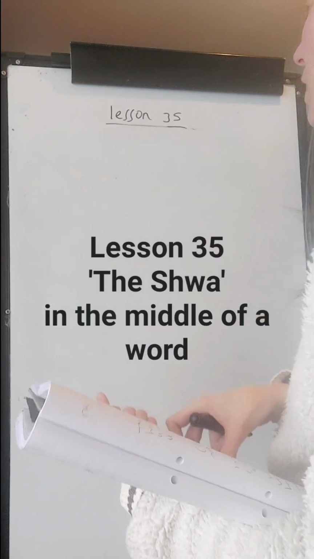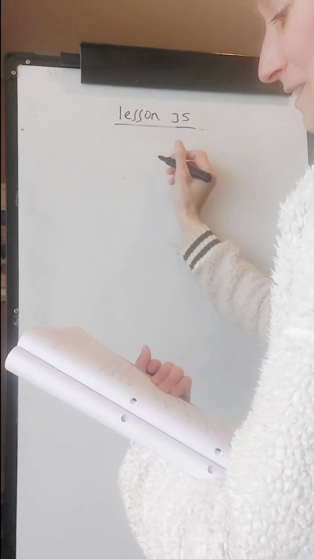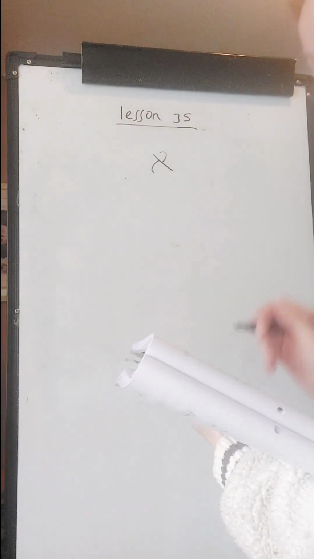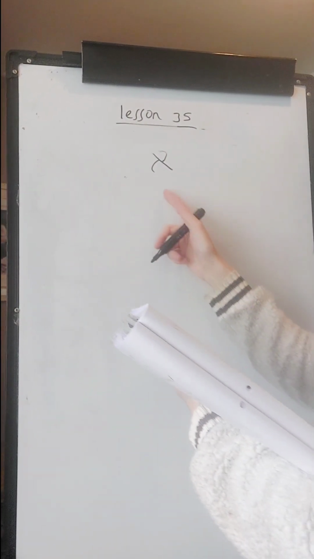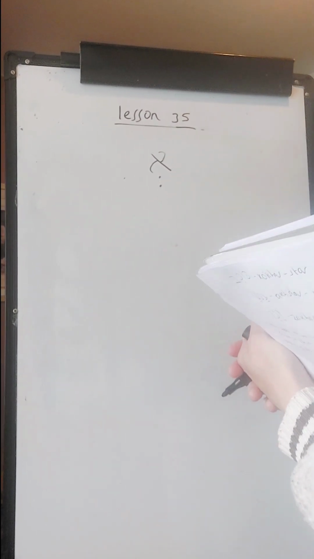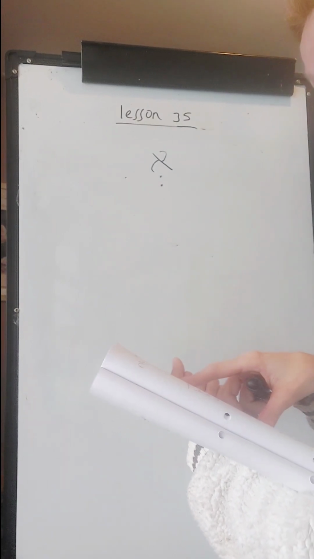Morning everyone. So we're on lesson 35 today and we're going to look at a new vowel. It's the schwa in the middle of a word. If you find the schwa in the middle of a word, and schwa is the two dots going down underneath a Hebrew consonant. This is the most misunderstood vowel.